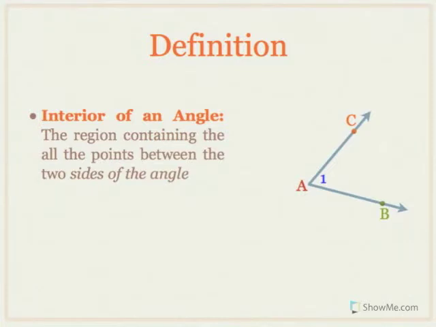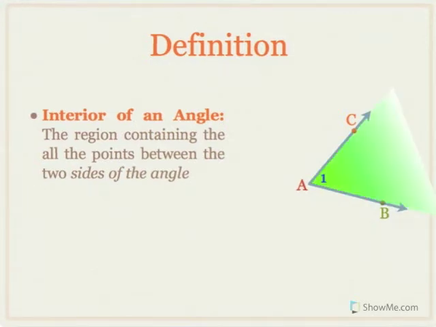Now that we know what an angle is, let's look at the plane in relationship to the angle. The region containing all the points between the two sides of the angle is called the interior. I like to think of the rays as being arms, and the interior of the angle is anything that you can reach out and hug. So the green region here represents the interior of this angle.